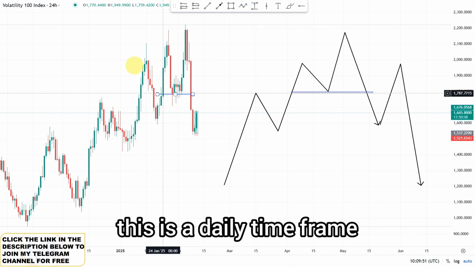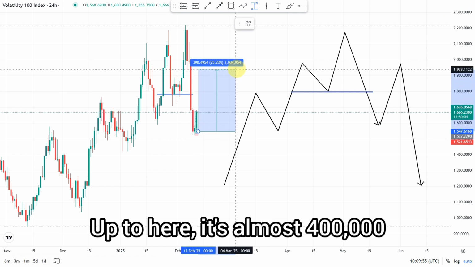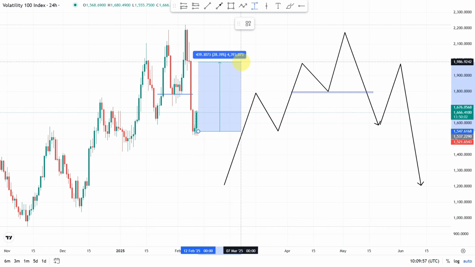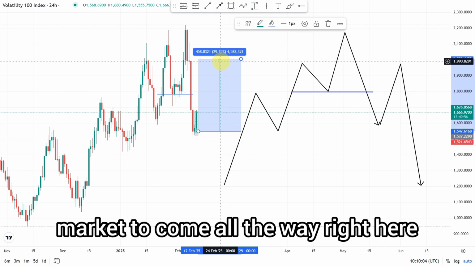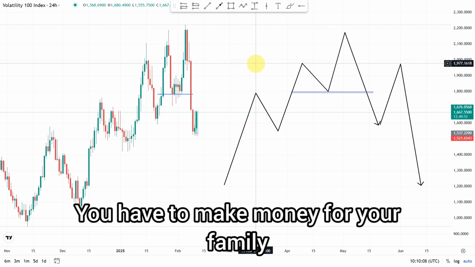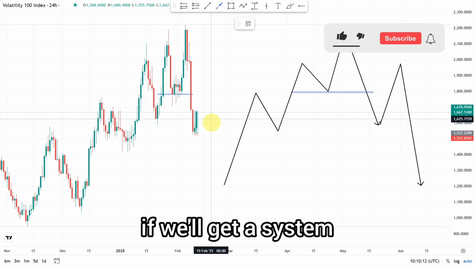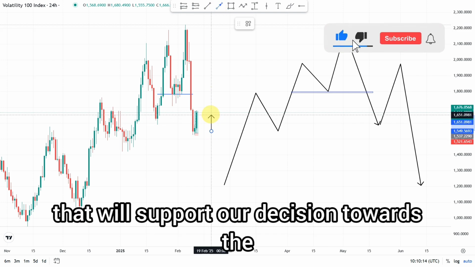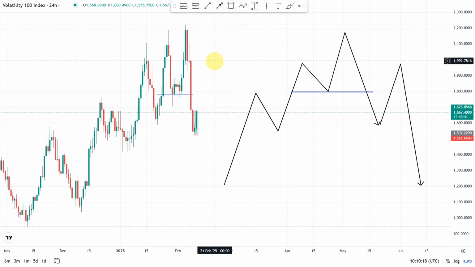So we said, okay, this is a daily time frame, and from here up to here, it's almost 400,000 points. A lot of points. You cannot just stay idle waiting for the market to come all the way right here when you have a family to feed. You have to make money for your family. So we say, let us go on the 1 hour time frame to see if we'll get a system that will support our decision towards the daily liquidity areas. That's where we're going, to the 1 hour time frame.